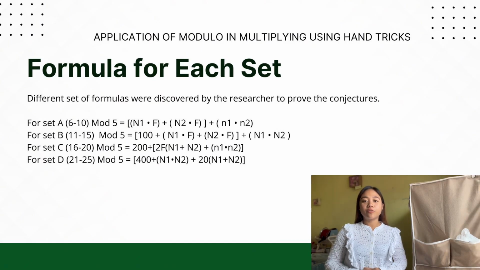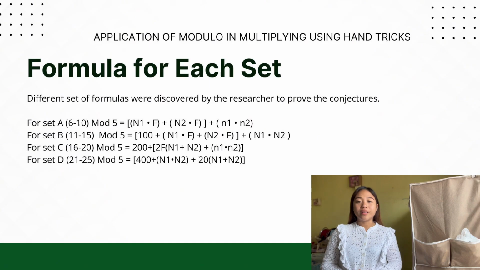For our last formula, we have mod 5 is equal to 400 plus the product of n sub 1 and n sub 2 plus 20 times the sum of n sub 1 and n sub 2.